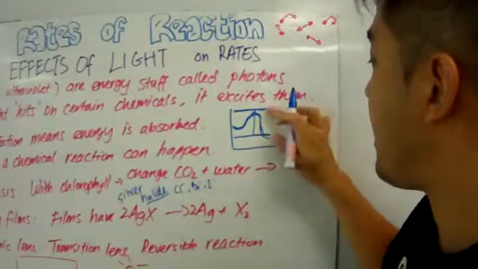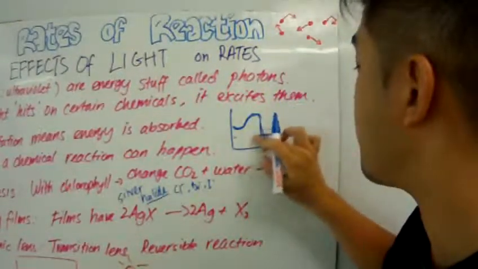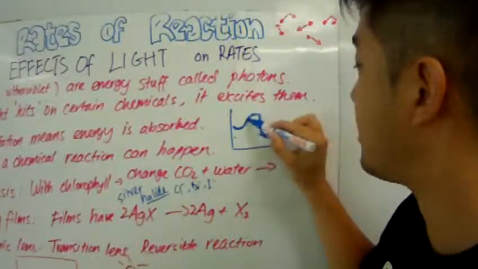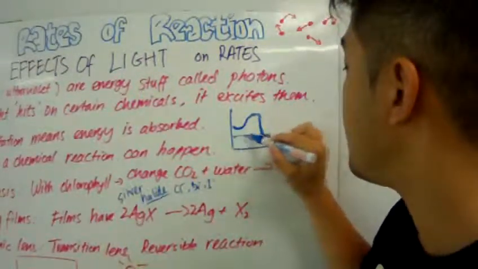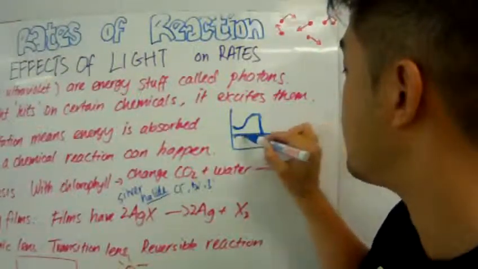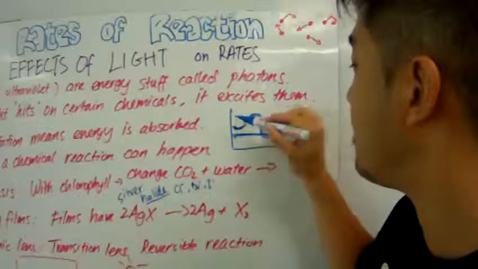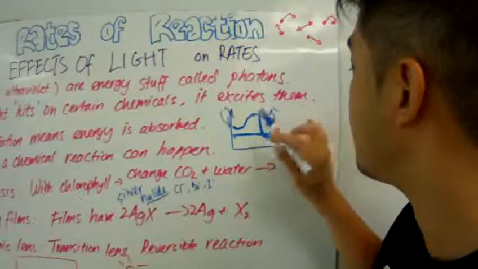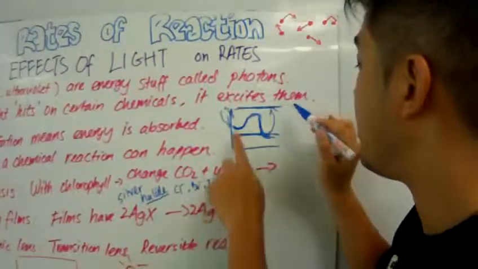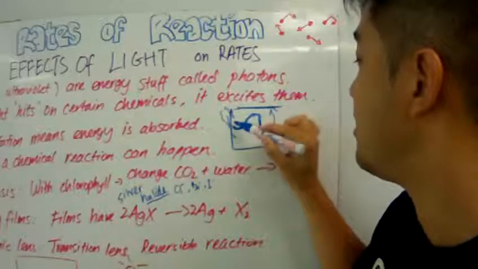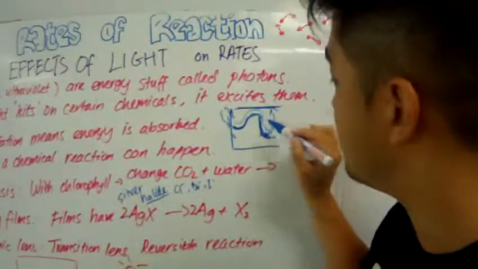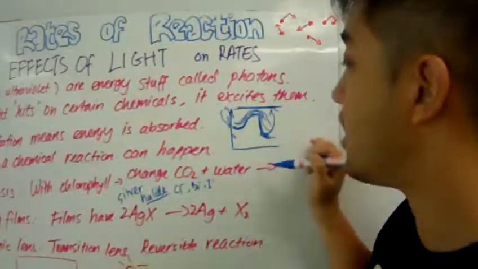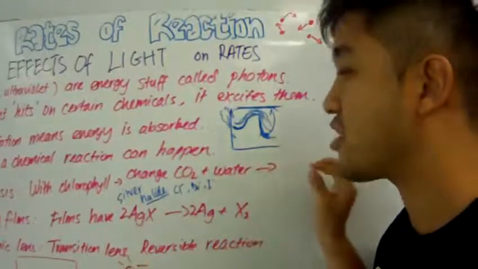For example, here is the energy profile of a reaction. You have the high activation energy over here, and without light, the energy of the system is maybe about here. When you put light into it, you excite the energy state from here to up here. So the total energy in the system is now up here, and for chemical reactions to be successful, it's a lot easier for reactions to occur. So this is why chemical reactions can happen.